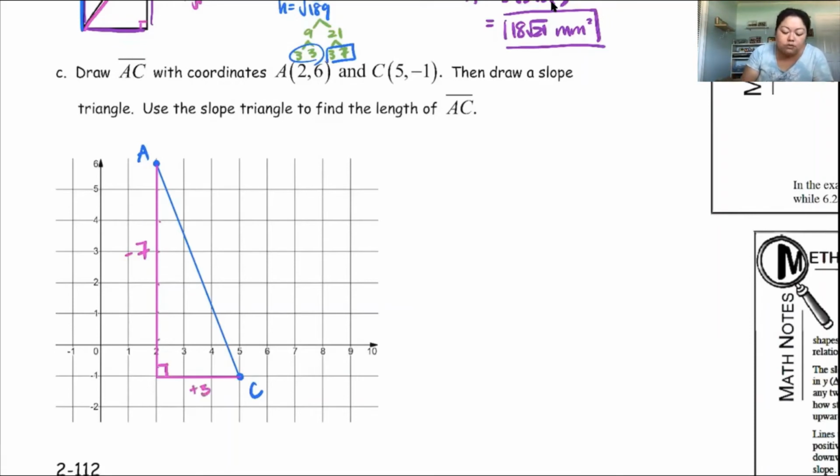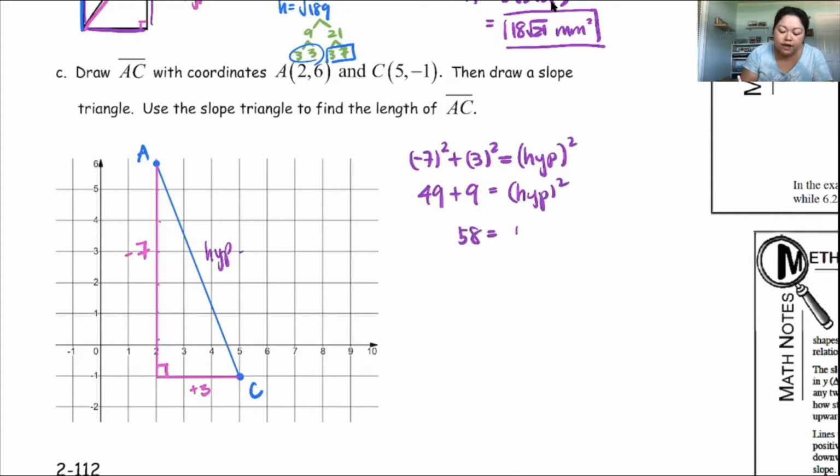Okay, so using a slope triangle, these are my 2 legs, and the hypotenuse here is my line AC. So I have leg squared plus leg squared equals hypotenuse squared. Okay, watch out for your -7. Your -7 is in the parentheses. You are squaring the whole thing, so that becomes 49, not -49. Plus 9 equals hypotenuse squared. So 58 equals hypotenuse squared. So my hypotenuse is equal to square root of 58.